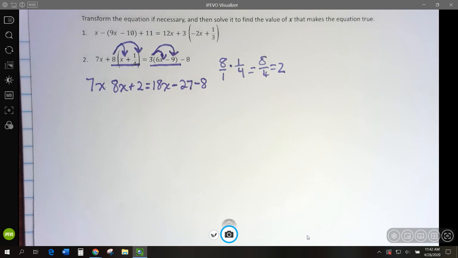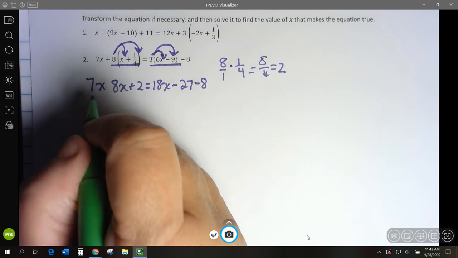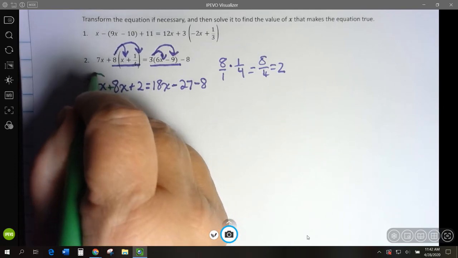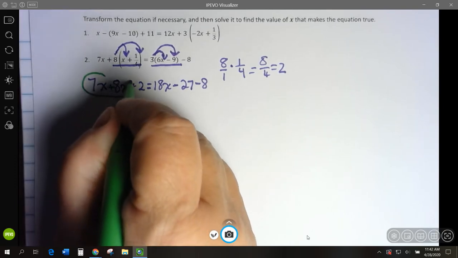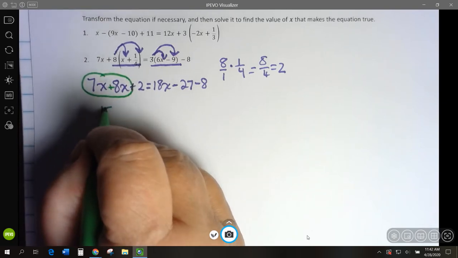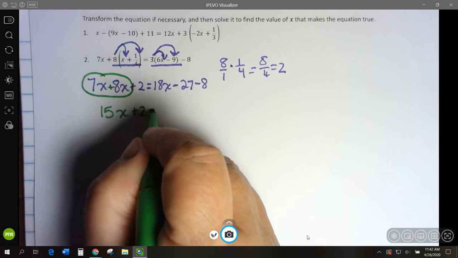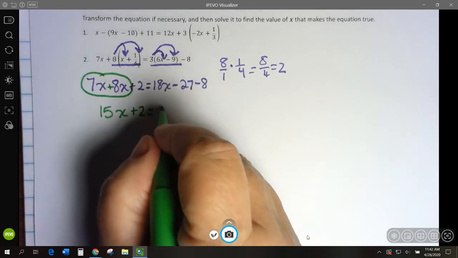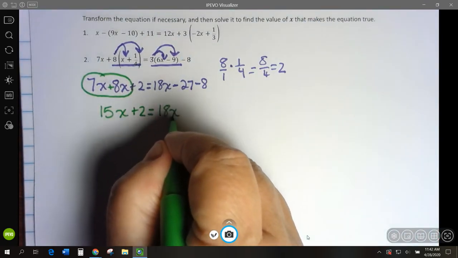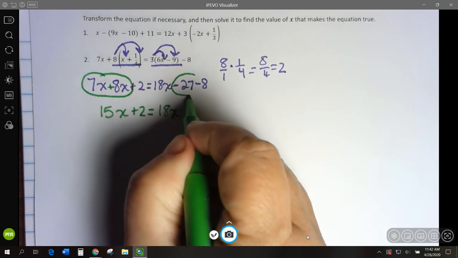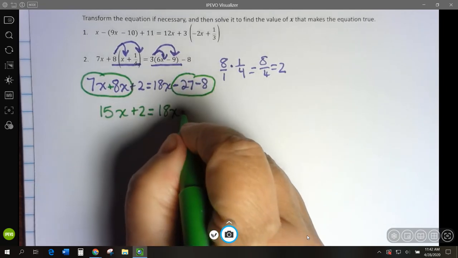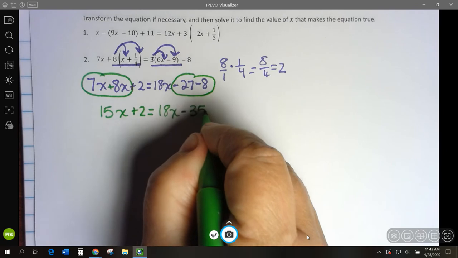Now we can combine our like terms. We have, I forgot the plus sign here, 7x plus 8x is going to be 15x plus 2. Here we have 18x, and we have a negative 27 and a negative 8, which is a negative 35.